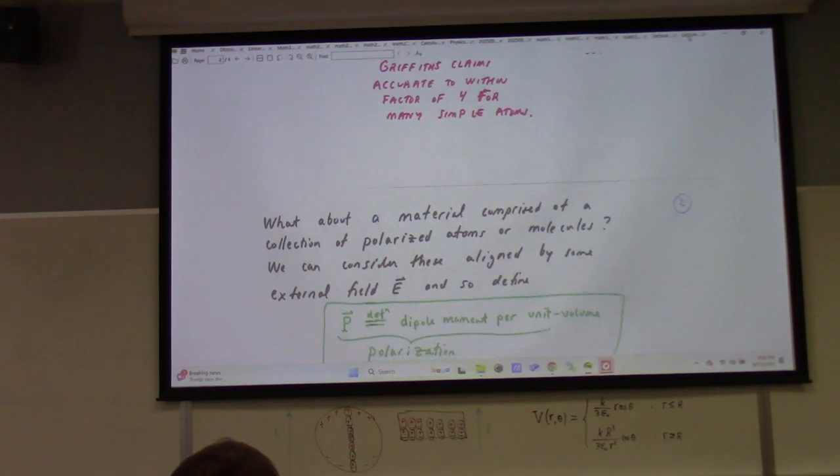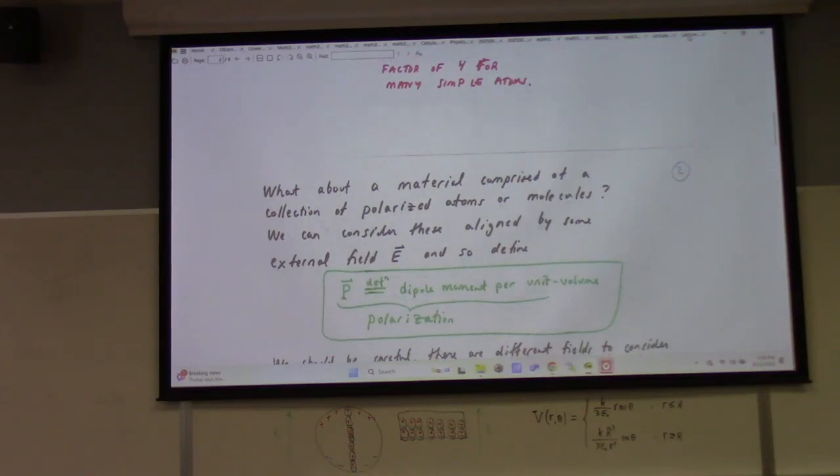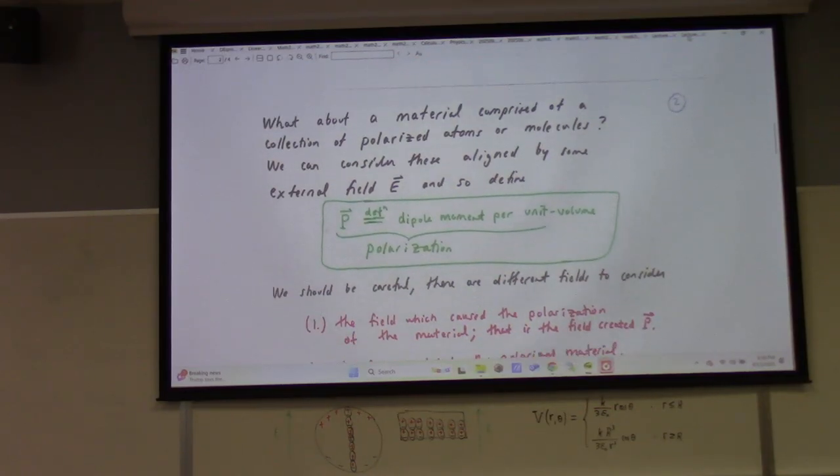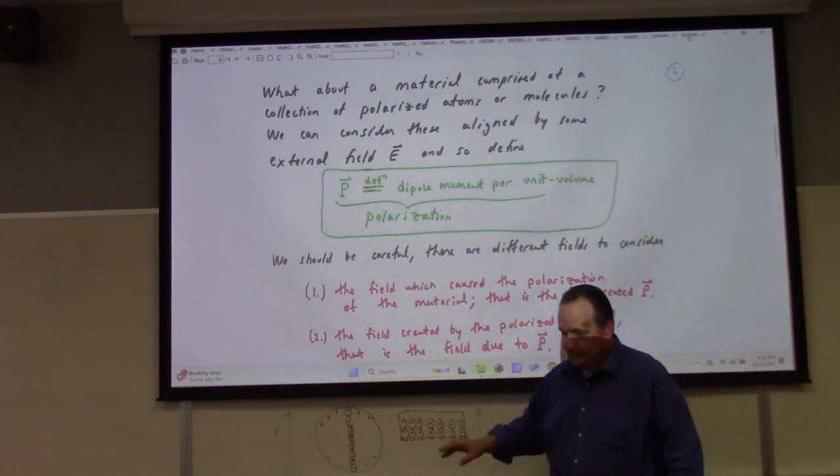So great. But what about a material comprised of not just one atom, but a whole bunch of them, right? That concept of atomic polarizability pretty much just exists in the start of this chapter. It's just an introductory discussion to get you understanding the basic physics that underlies this. What we're really interested in is bulk objects, like I was trying to draw down here.